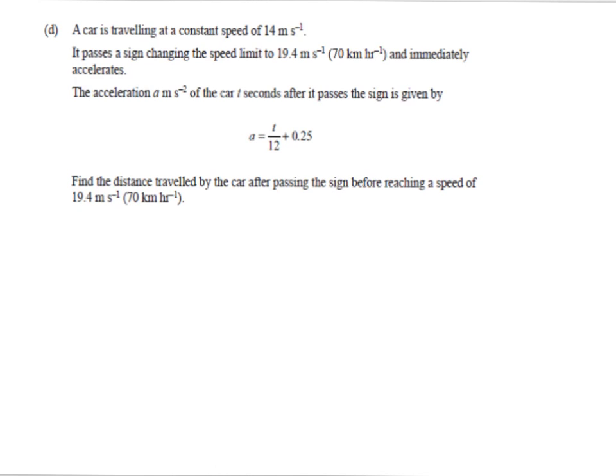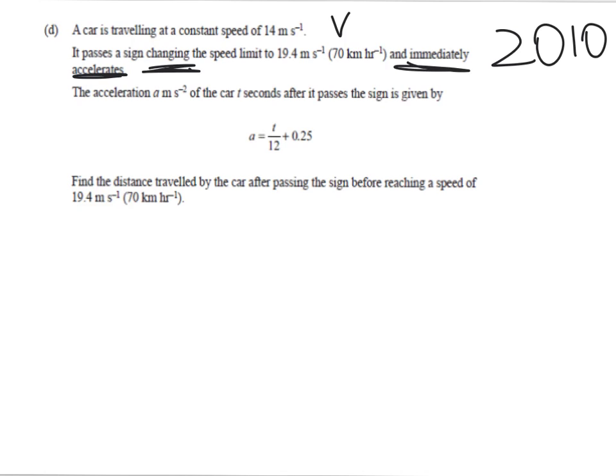This is an excellence question from the 2010 Level 2 Calculus exam, and it's a kinematics question. So as usual with kinematics problems, we need to read very carefully before we start doing any maths. A car is travelling at a constant speed of 14 metres per second. So this is velocity before anything's happened. Okay, it passes a sign changing the speed limit to 19.4 metres per second, and it immediately accelerates.